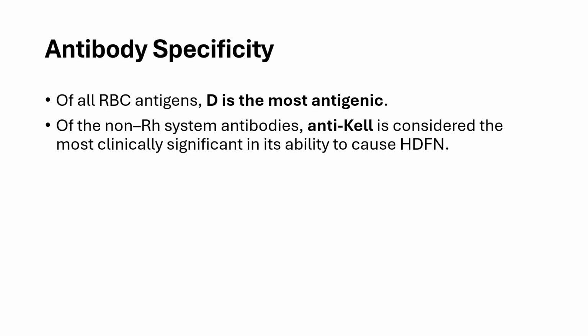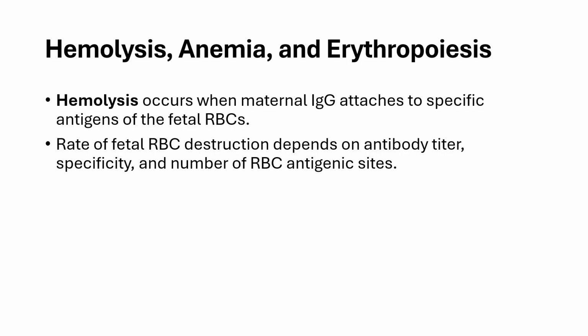The D antigen is the most antigenic of all red blood cell antigens. Among the non-Rh system antibodies, anti-Kell is the most clinically significant in its ability to cause hemolytic disease of the fetus and newborn. Hemolysis occurs when maternal IgG antibodies attach to specific antigens on the fetal red blood cells. The rate of fetal red blood cell destruction will depend on a couple of different things.